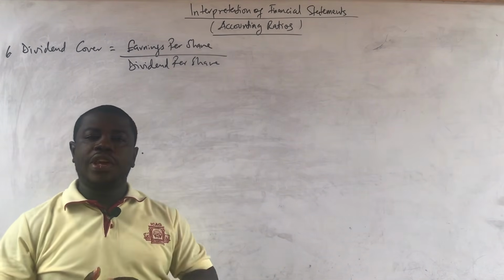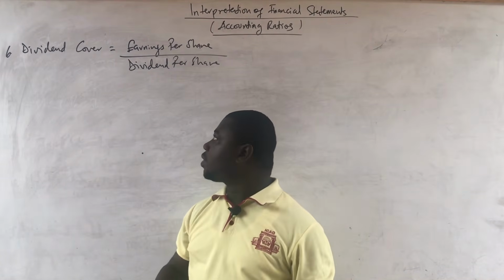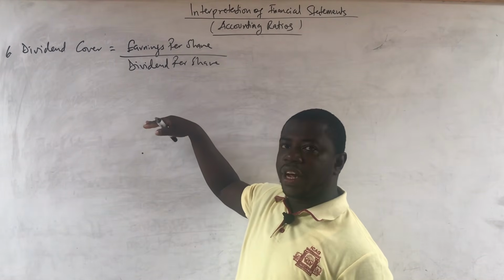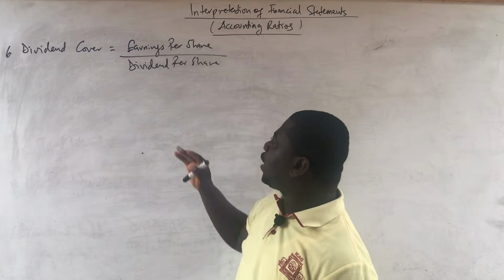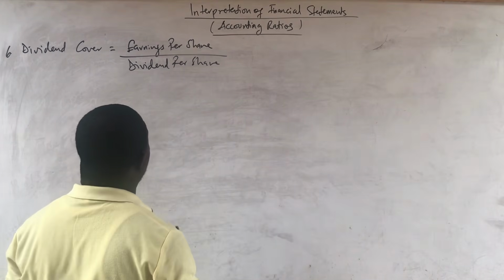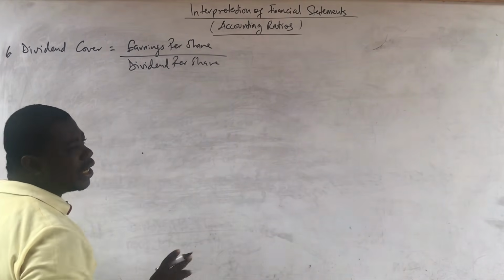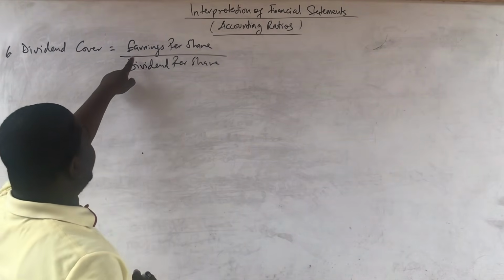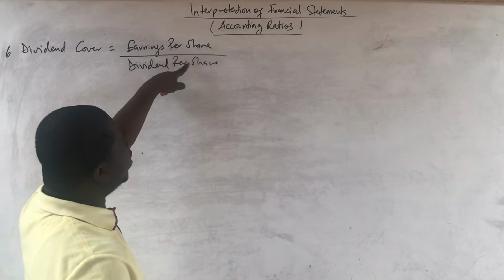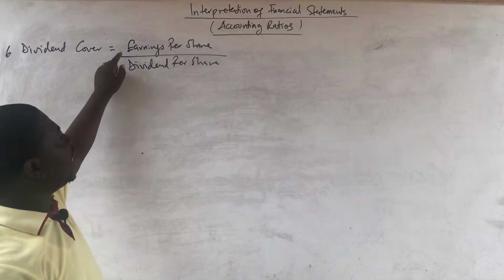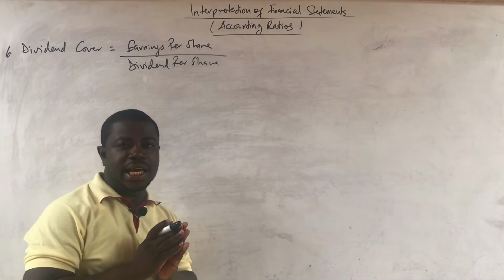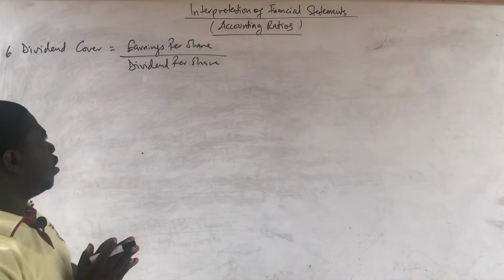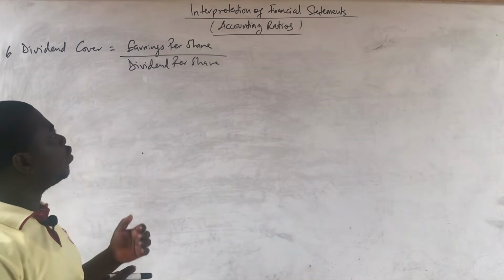Remember that for all the covers, we want to look at how many times our earnings can cover the dividend, for example. So over here, if this becomes more complex for you, you can just say earnings over dividend. It's as simple as that. It could be your earnings over your dividend, or earnings per share over dividend per share. In which case, earnings is net profit after tax minus ordinary dividend. And then the dividend per share, we know how to calculate that.